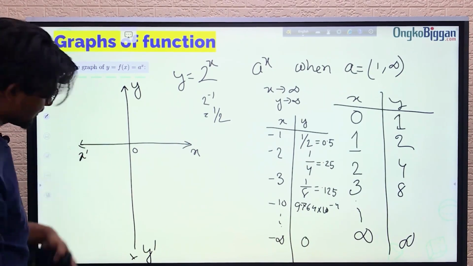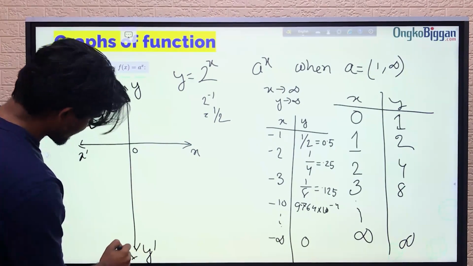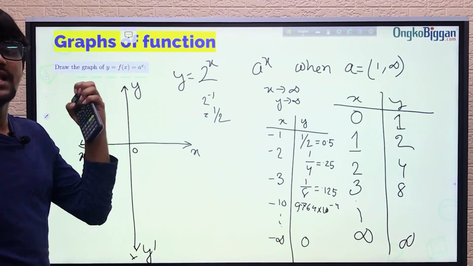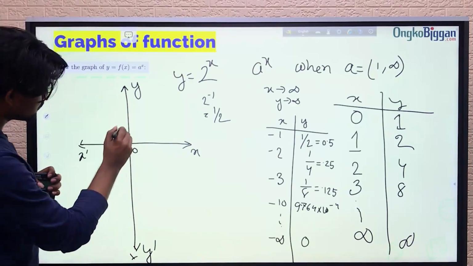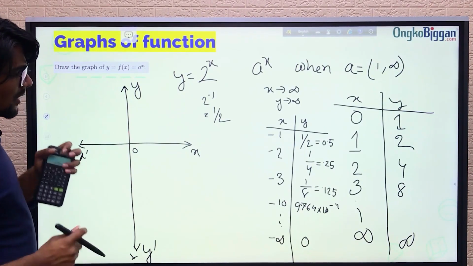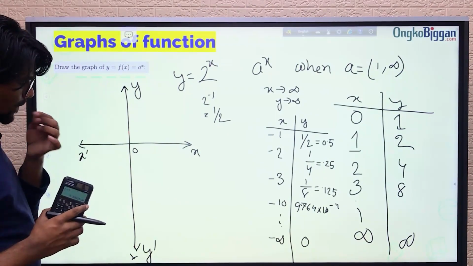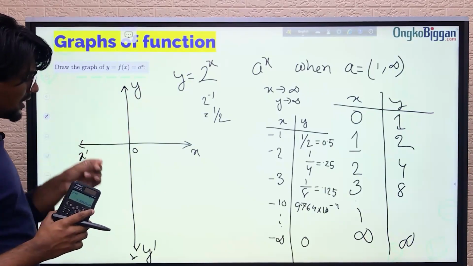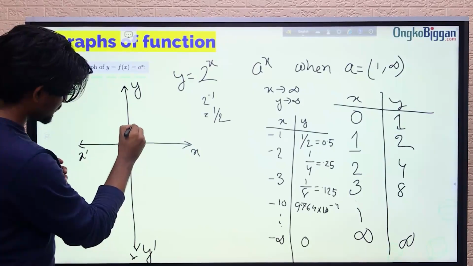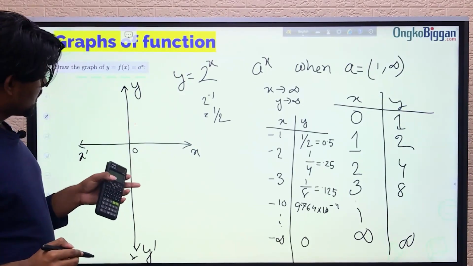So now it's a straight line. When x is equal to 0, we get y equal to 1. So here let us assume this is 1. Then when x is equal to 1, we get the value of 2. So 2 can be somewhere here.